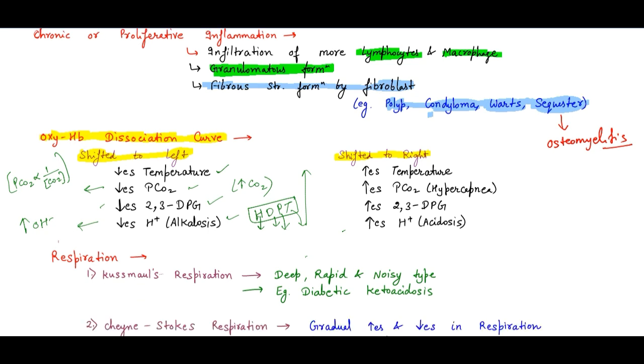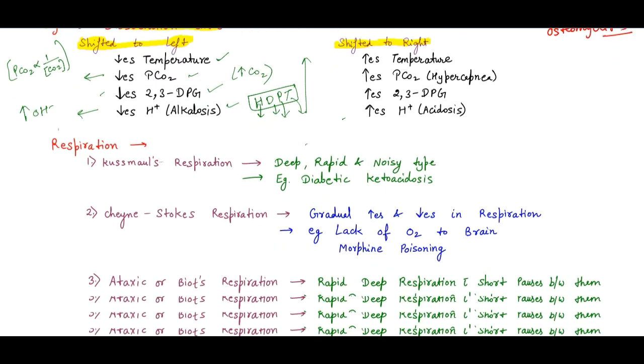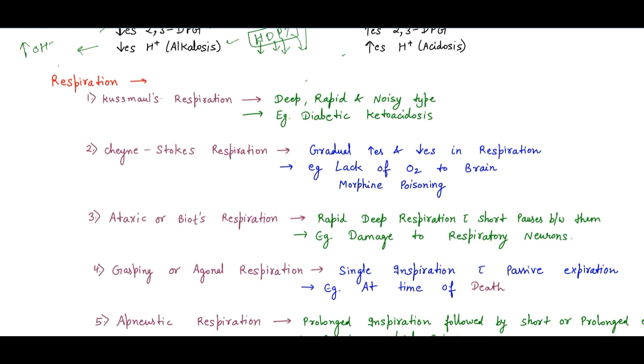Okay, let's talk about respiration. Remember, we have Kussmaul respiration, Cheyne-Stokes respiration, and ataxic or biot respiration. Kussmaul respiration means keto: K for Kussmaul, K for ketosis. So diabetic ketosis shows Kussmaul respiration, and it is deep, rapid, and noisy.